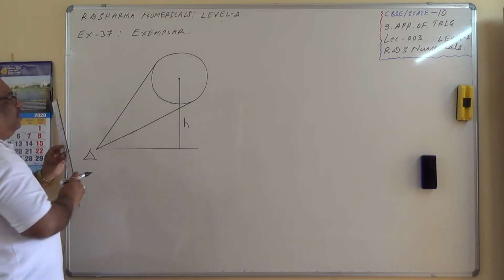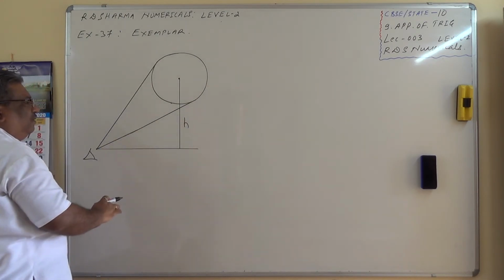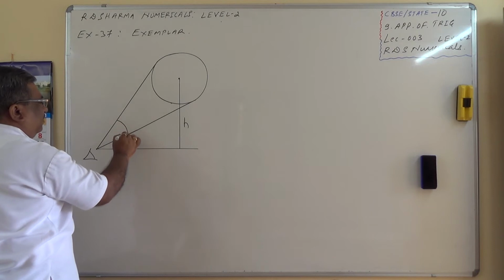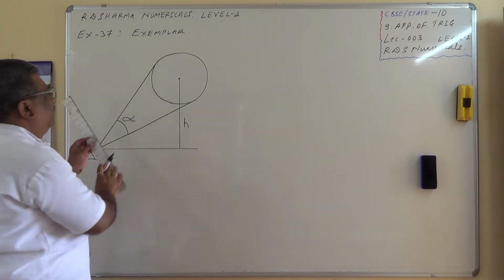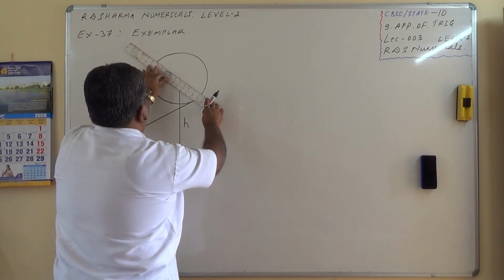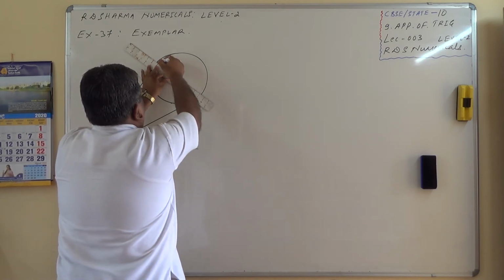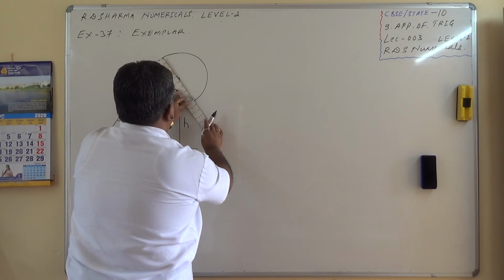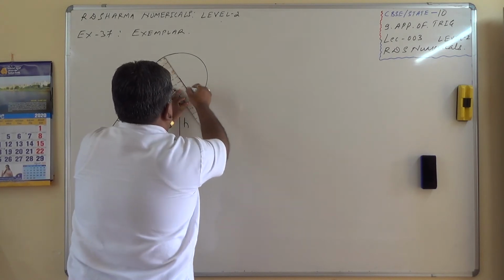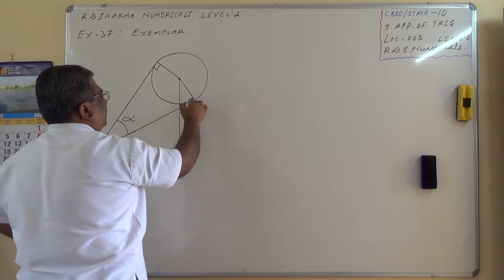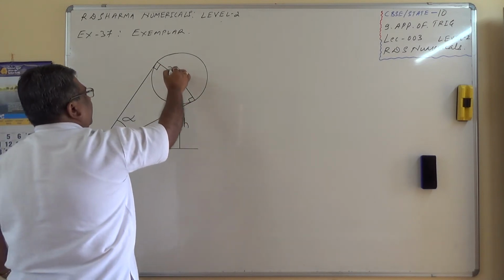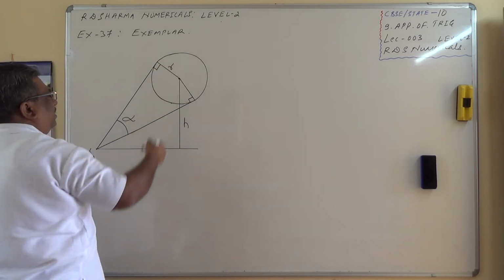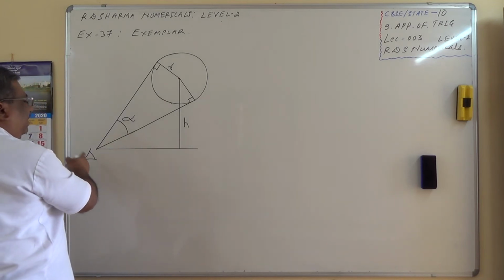So the angle subtended by the balloon at the observer's eye is alpha. This angle is alpha. Let me draw the radii. Radii and the tangents are perpendicular to each other. This is 90 degrees, and here also this is 90 degrees, because the radius r is the radius of the balloon, and the balloon subtends angle alpha at the observer's eye.